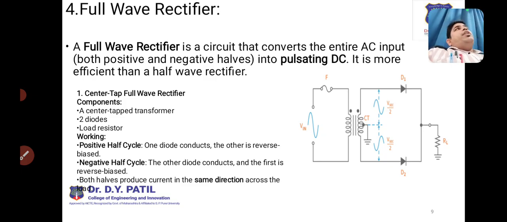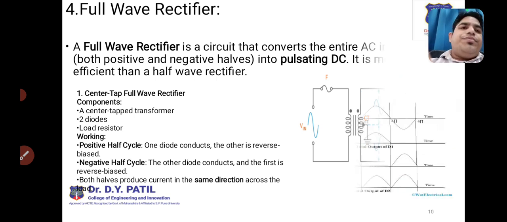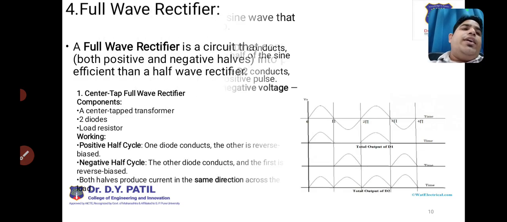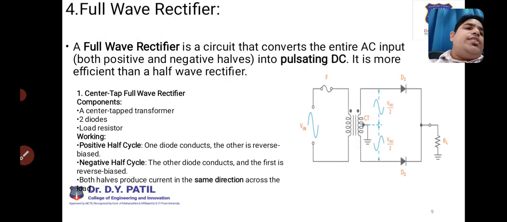The full wave rectifier is categorized into two types. One is the center tap, and the second one is the bridge wave rectifier. Firstly we will see the center tap rectifier. It is center tap because the transformer is divided into two parts.